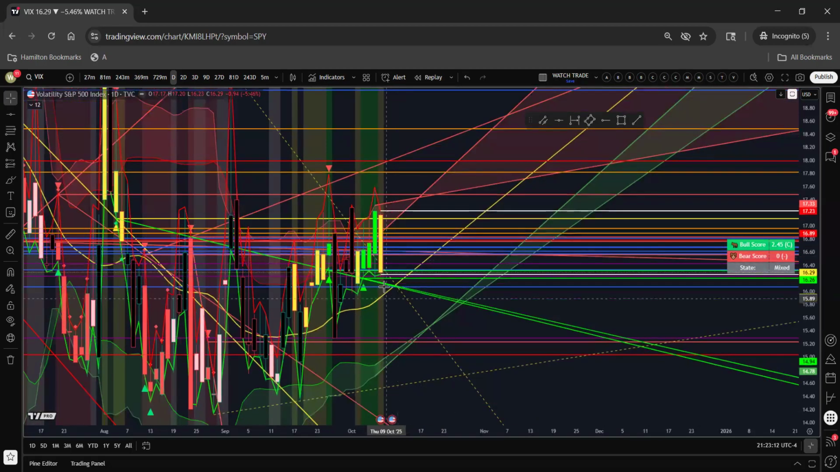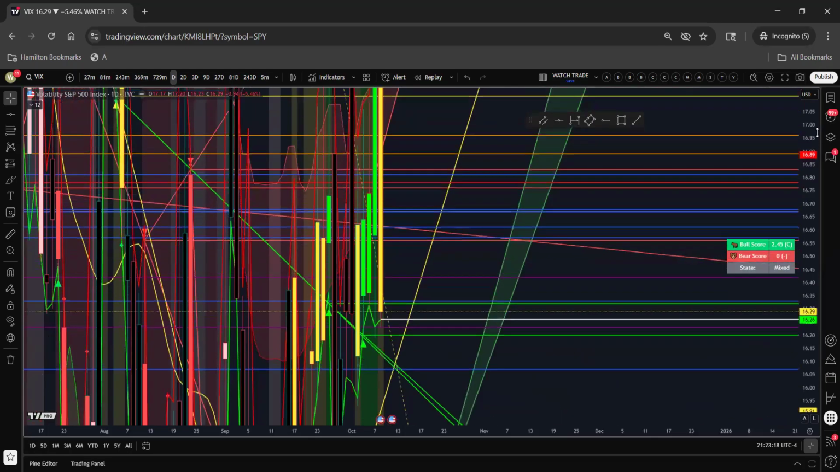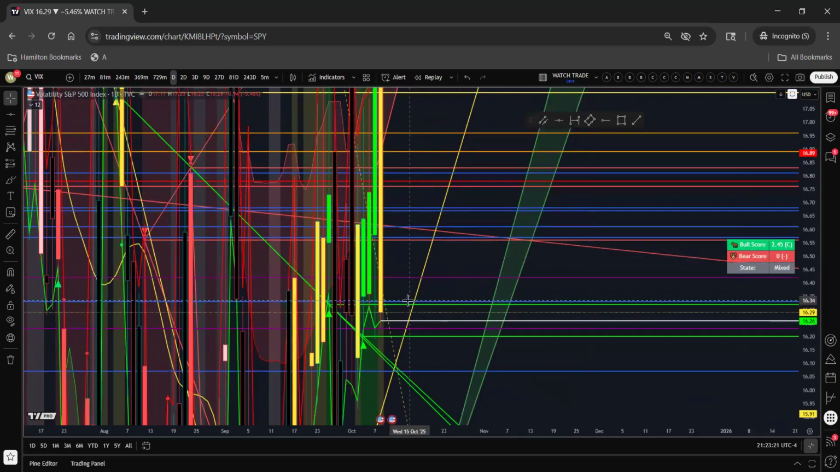Right now, the VIX is still bearish. Let's zoom in. It closed below resistance, early resistance, and then closed above early bullishness. And it closed above this turning point right here. When will it be bullish? When it crosses back up above 16.32.